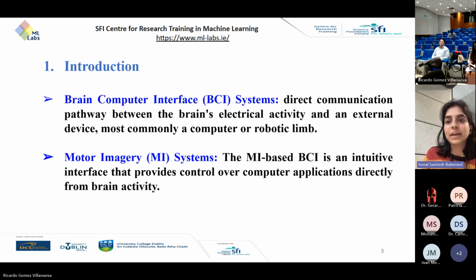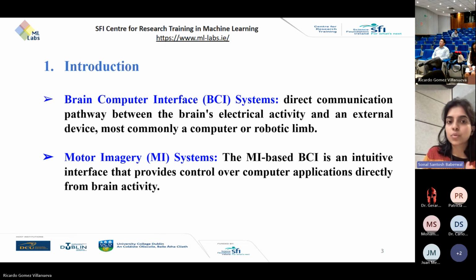So talking about brain computer interface systems, it's a direct communication between the brain's electrical activity and any external device, let it be a computer or a robotic limb or a wheelchair. And there are different types of signals that are considered while designing a BCI system, and a few of them are motor imagery, P300, and event related potentials.